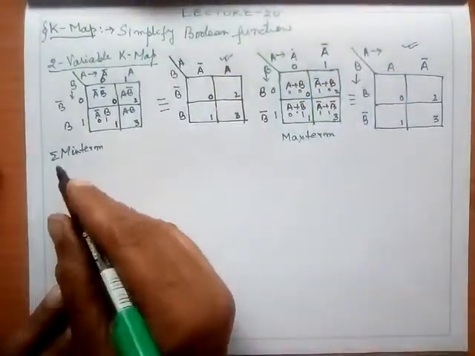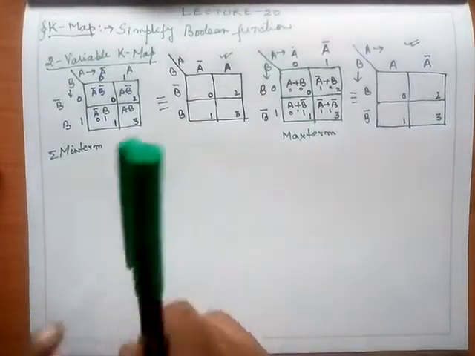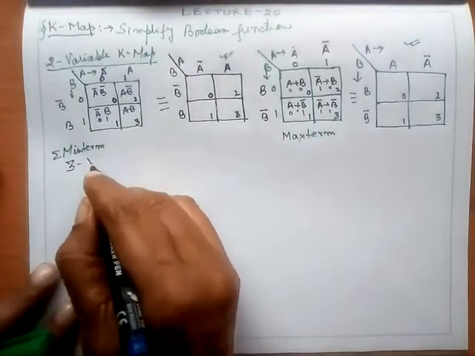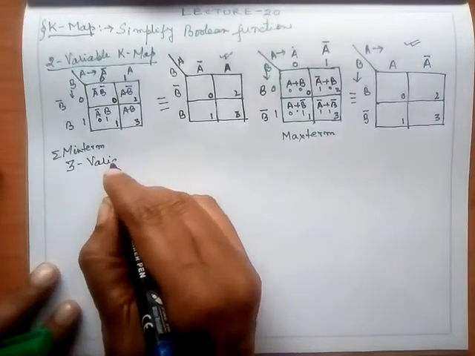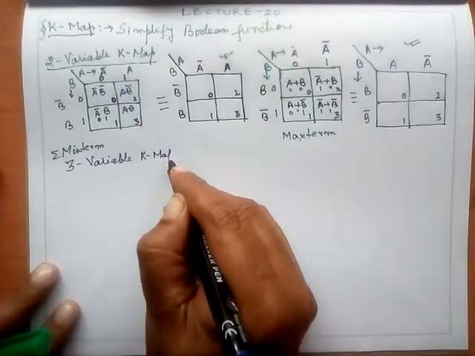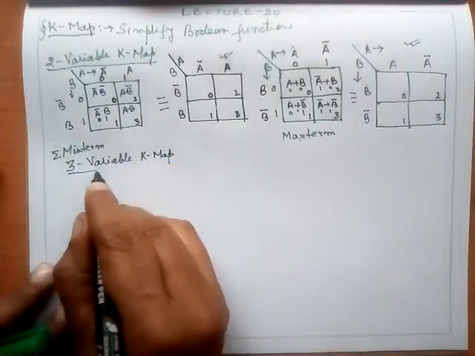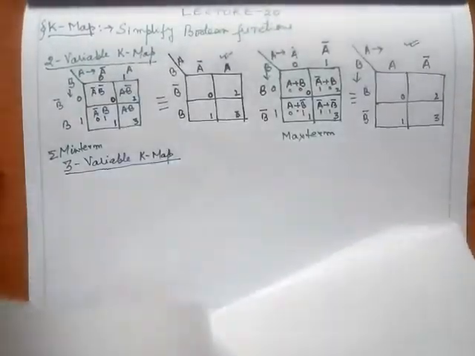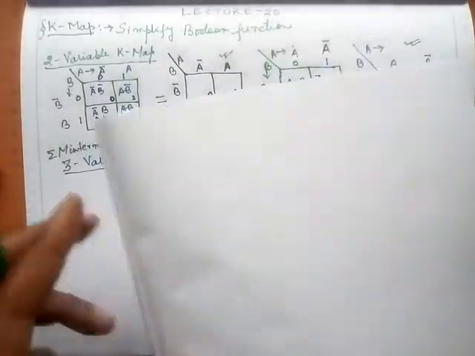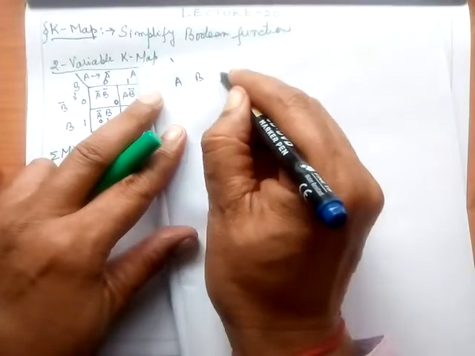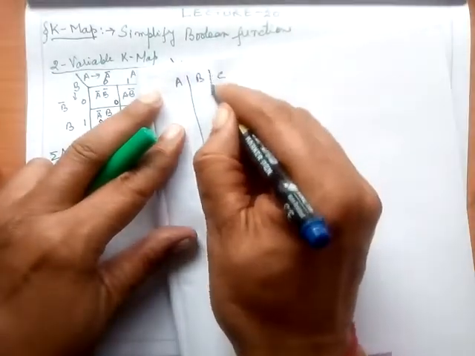Next, let's take the 3 variable K-map. Second heading: 3 variable K-map. How to frame a 3 variable K-map? A 3 variable K-map means there are 8 possibilities, that is 2 to the power 3. So it will be divided into 8 cells. Suppose you have 3 variables A, B and C. The total possibilities are 8.